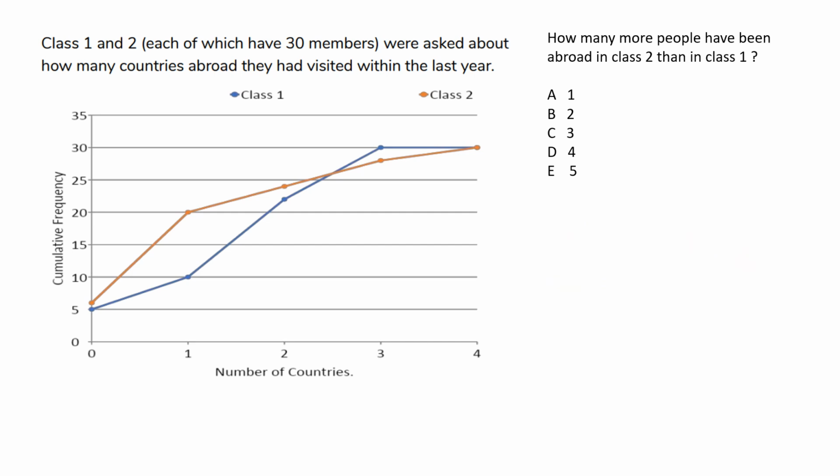Okay, so this one. Yeah, so it's one. If you're asking how many people have been abroad, all you do is look at the number that haven't been abroad, in other words, the number who visited 0 countries, and you can see that it comes out as 5 for class 1, but 6 for class 2. So the difference is only 1.